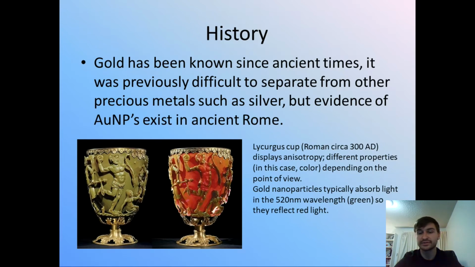It's called anisotropy. Anisotropy is a generalized term that means that the properties are different depending on the perspective that you look at, so the reflected light versus the absorbed light, the light that's shown through versus reflected back. Here we see that gold nanoparticles absorb light at the 520 nanometer wavelength, that is green. Because they absorb the green, they appear red because they reflect red light.